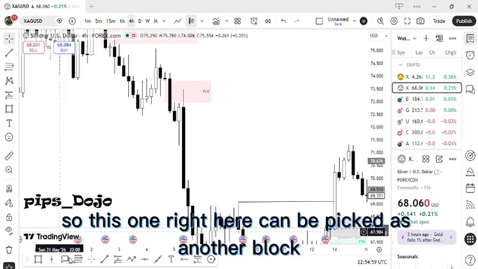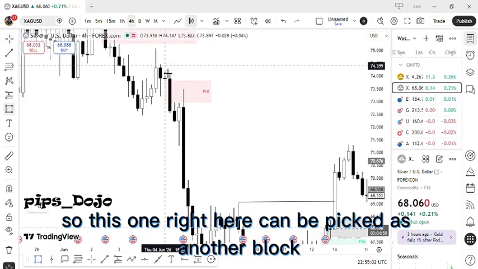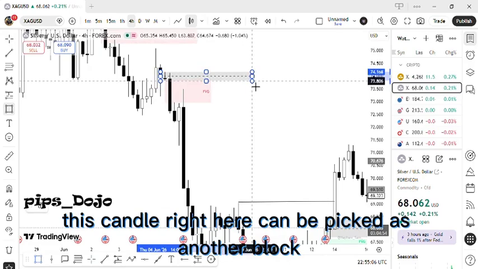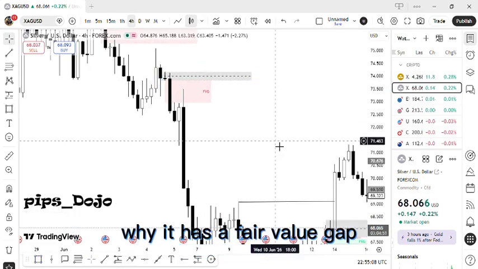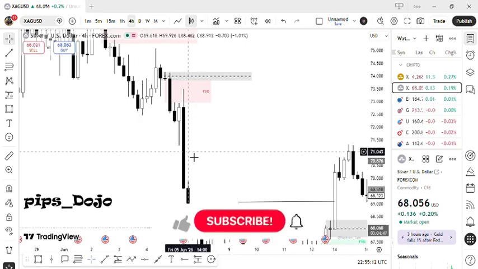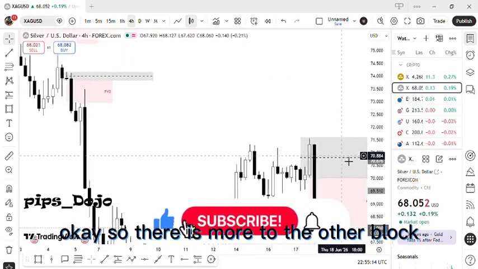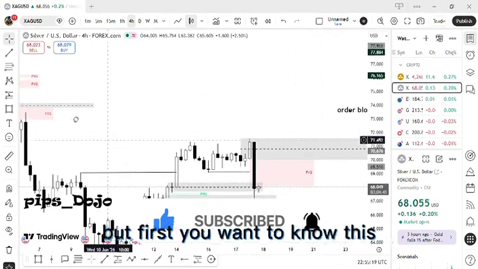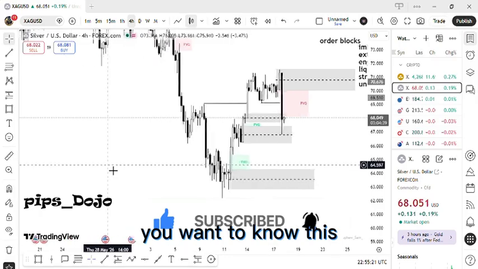Okay, so this one right here can be picked as another block. This candle right here can be picked as another block. Why? It has a fair value gap, it has a good structure. Okay, so there is more to the other blocks, but first you want to know this, right? Those are rare cases, but first you want to know this.